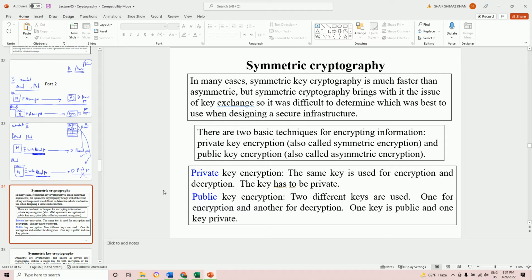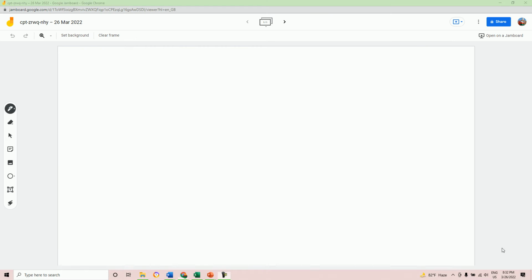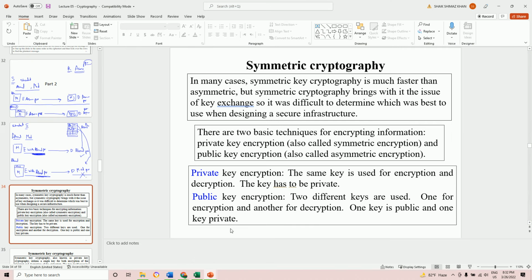The first topic in lecture 5 part 2 is symmetric cryptography. So what is symmetric cryptography?